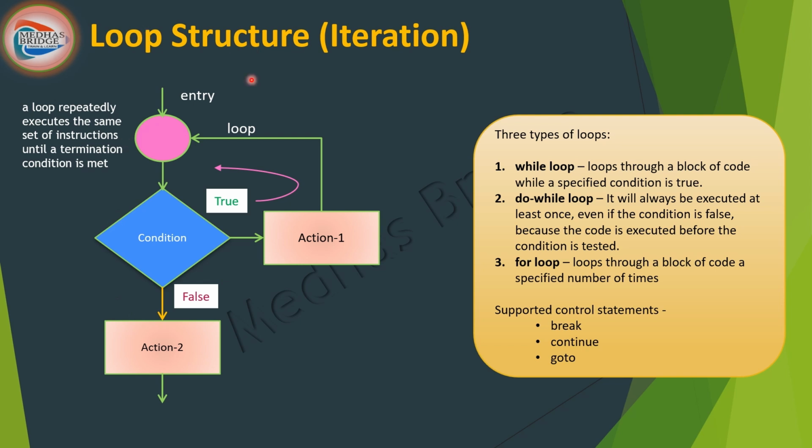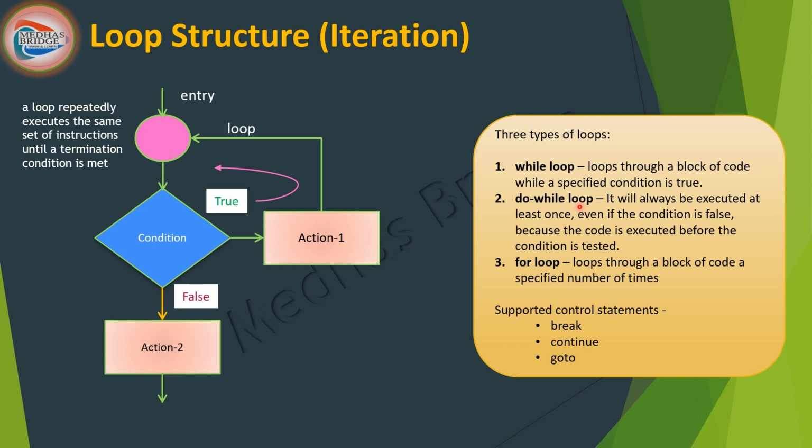How many varieties of loops do we have? We have the while loop, the do while loop, and the for loop. These are the 3 loops that we have. Let's see them one by one. With this, I'll take a quick note of it. Based on the condition, the loop executes a block of code continuously. So we loop through a block of code while the specified condition is true. That is called a while loop.